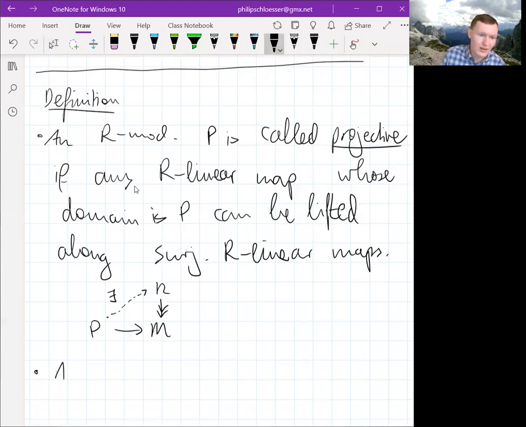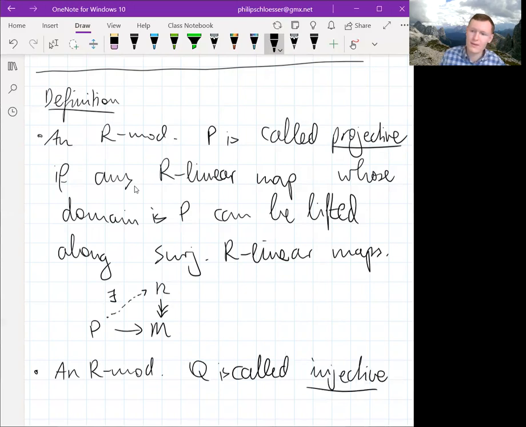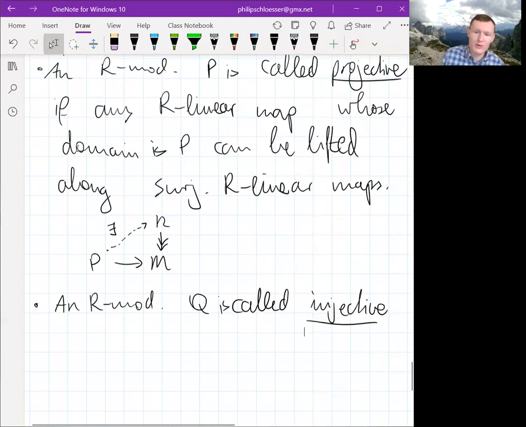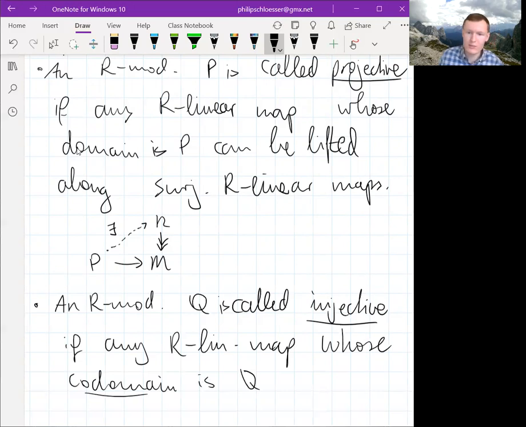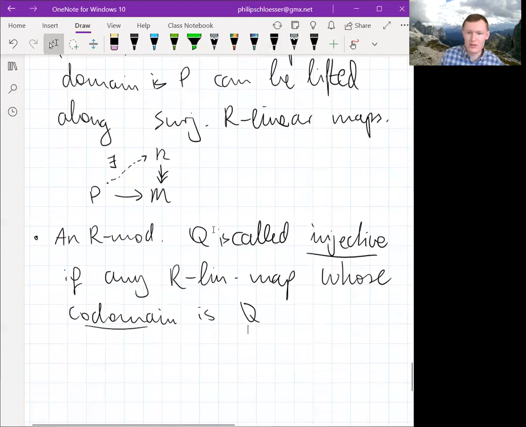Similarly, an R-module Q is called injective if any R-linear map whose codomain is Q can be lifted or can be extended.